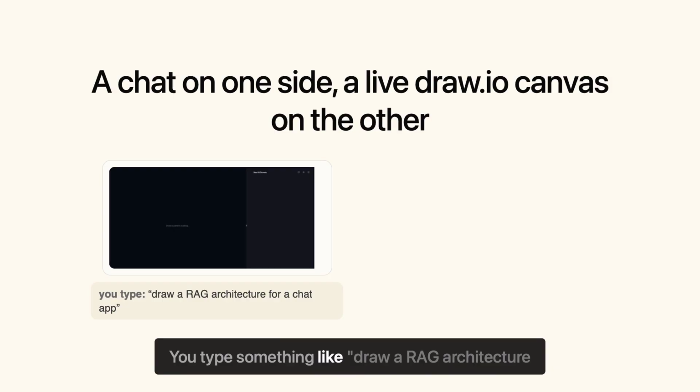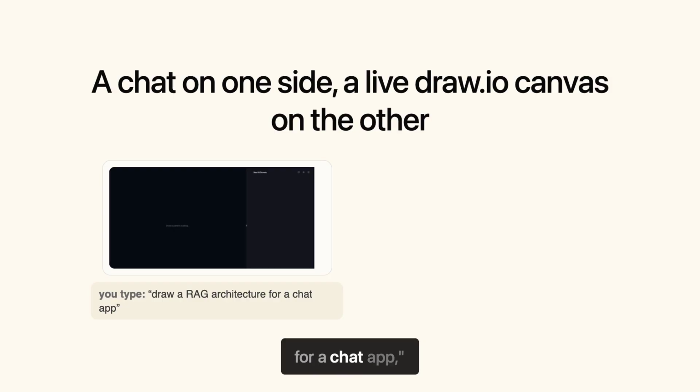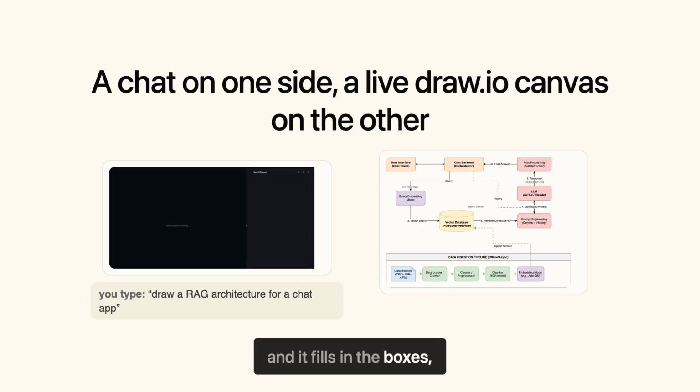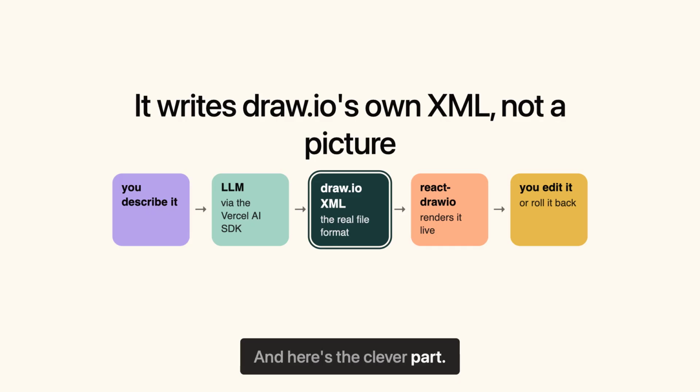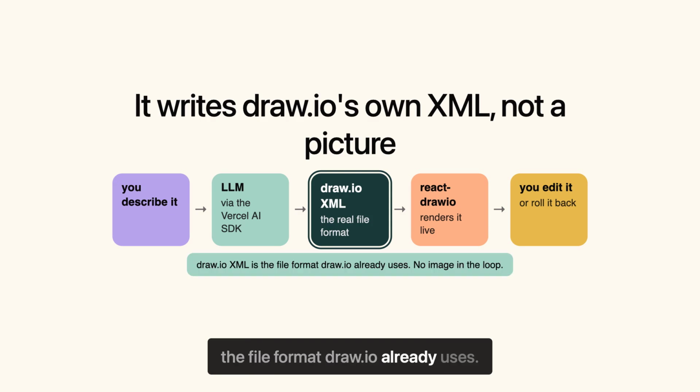You type something like "draw a RAG architecture for a chat app," and it fills in the boxes, the arrows, the labels, all of it. Here's one it drew. And here's the clever part. It's not an image generator. The AI's whole job is to write draw.io's own XML, the file format draw.io already uses.